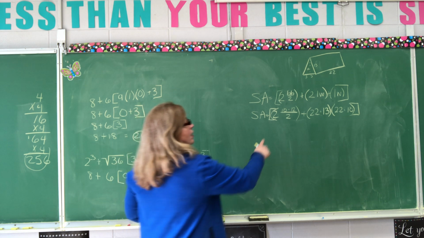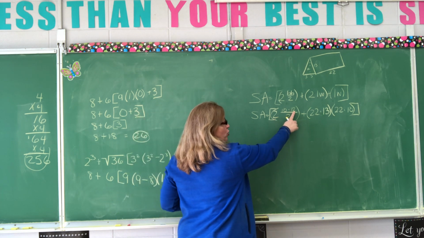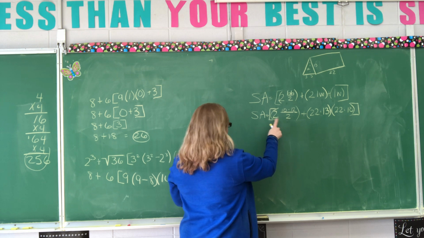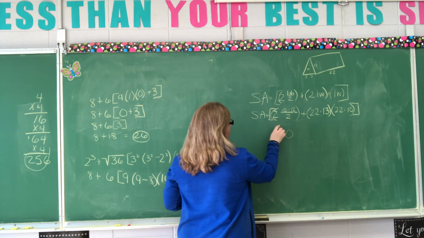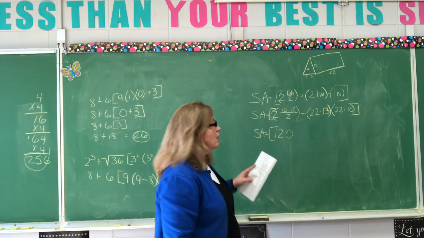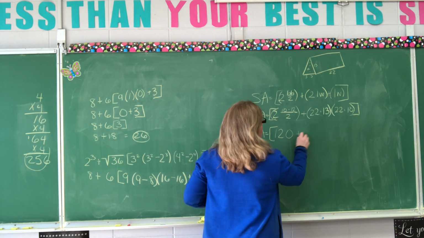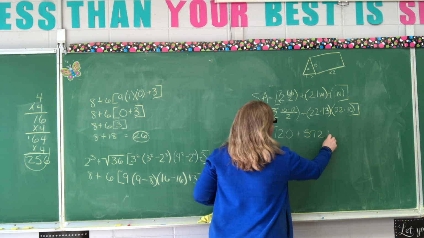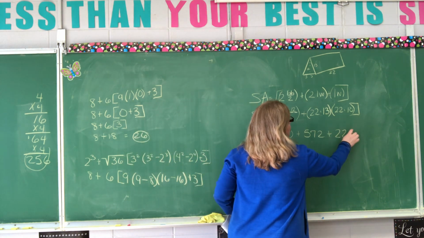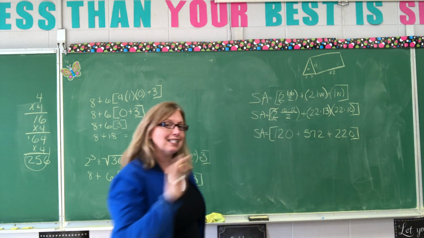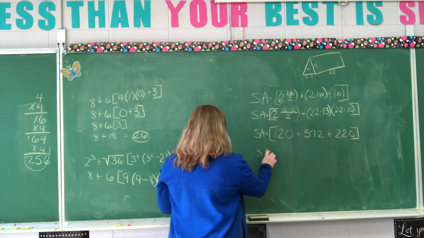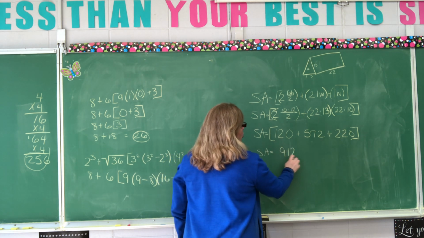So we have 10 times 12 is 120, divide by 2 is 60, times 2 is 120. Okay, that's our first. Then we have 22 times 13, which is going to be 572. Then we're going to say 22 times 10, which is going to be 220. And our last step is to add all of these numbers together. So when we add all of these numbers, we get 912.